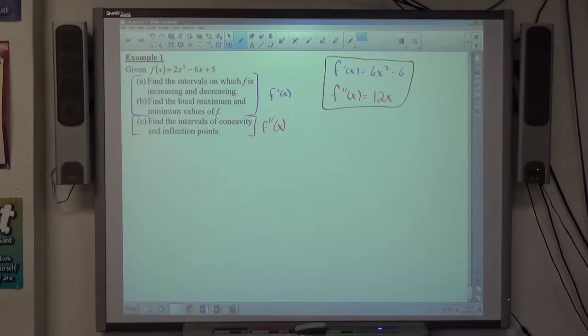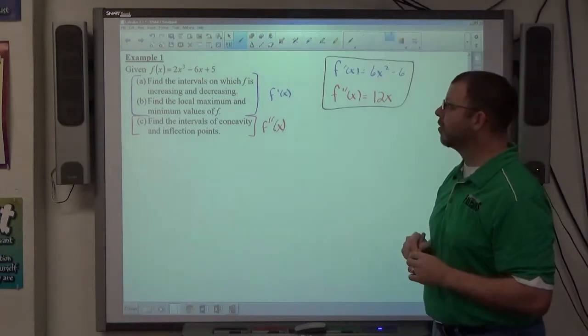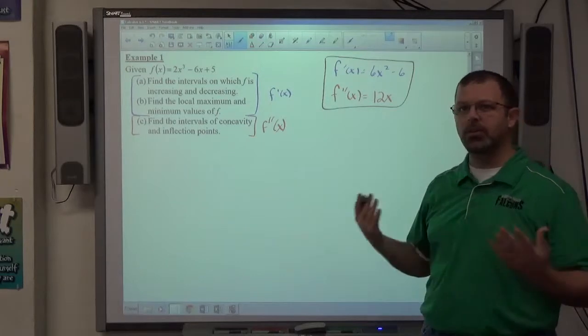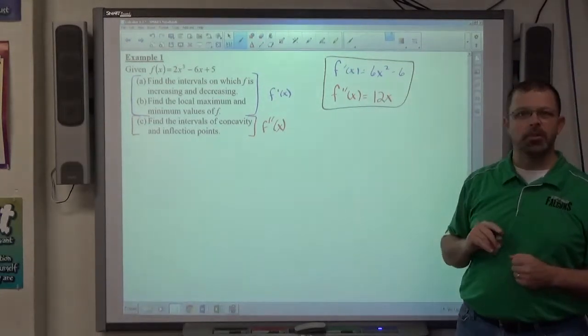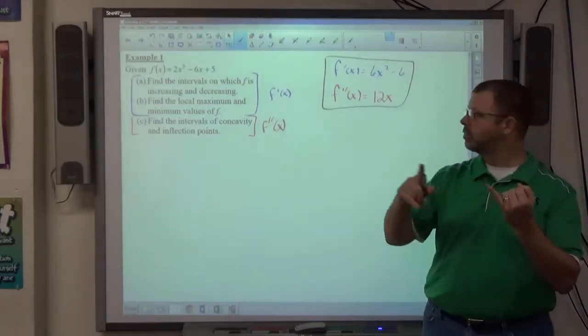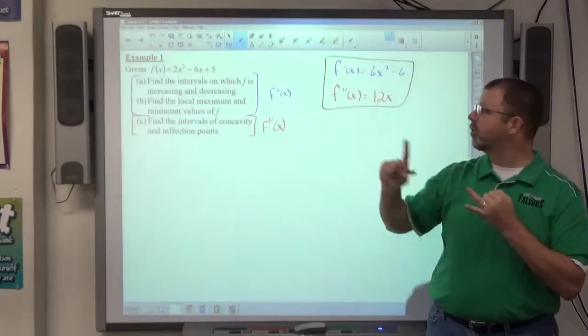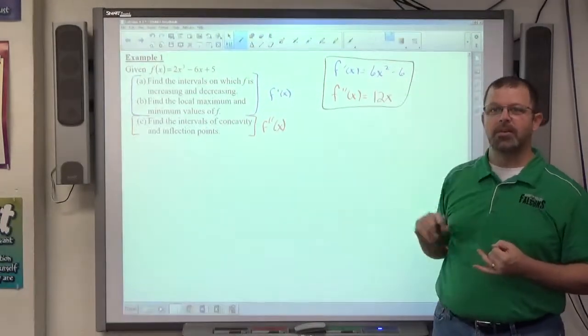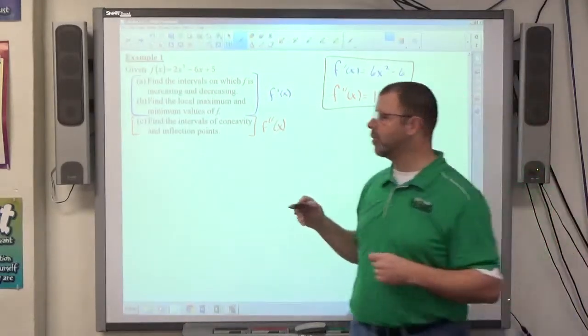And then when I'm doing stuff, I need to know what to go back to refer to find out what I'm looking for. So for part A, they want intervals on which f is increasing and decreasing. To do that, I have to find critical numbers of the first derivative. Critical numbers of the first derivative occur at endpoints. We don't have any. Where the function is undefined or the derivative is undefined, that's a polynomial, it's never undefined. And where the derivative equals 0. So the only thing we'll have to consider here is where does the derivative equal 0.